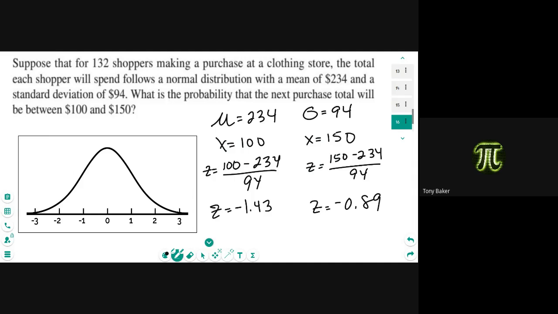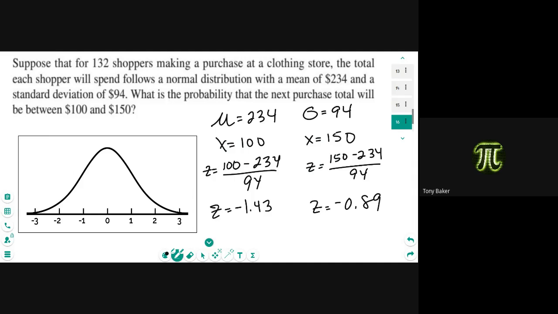So that should have been your first step. So when you're looking at these problems, most of them are going to be word problems. Pull out your mean, pull out your standard deviation. So how do we find the probability? How would I find the probability now? Okay, so we've got our z's, right?